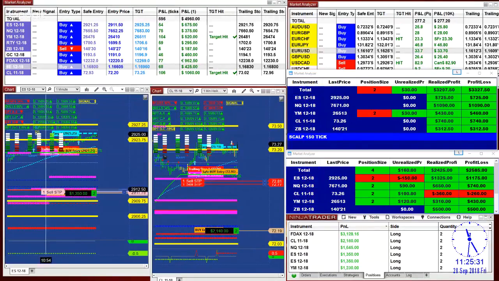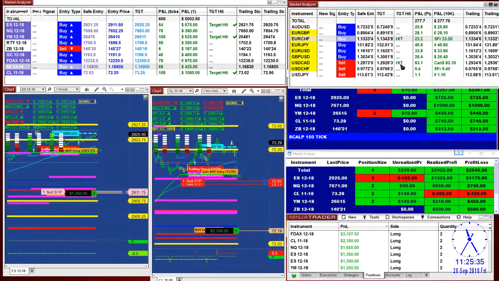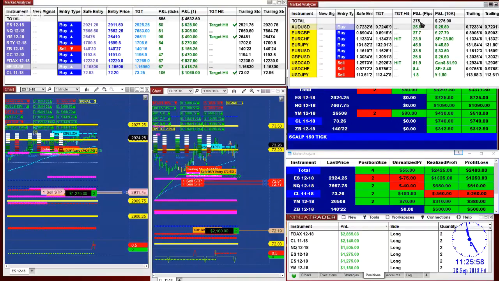On the Forex, we have the market analyzer. On the Forex it is based on 10,000, folks. You see here on the top, it says 10K. So on the Forex right now, we have 278 pips based on a $10,000 account. 275 pips based on a $10,000 account.